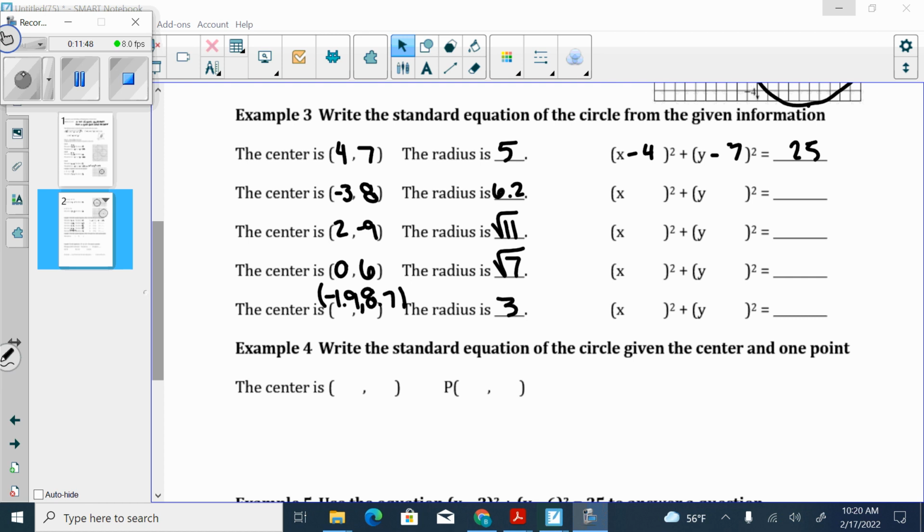So on my second set of information, what's our equation going to be? Good. Okay. For my third equation, what are we going to have? Good. And for the next one? Nothing in there, okay. And last one.